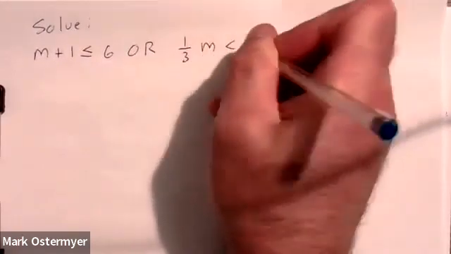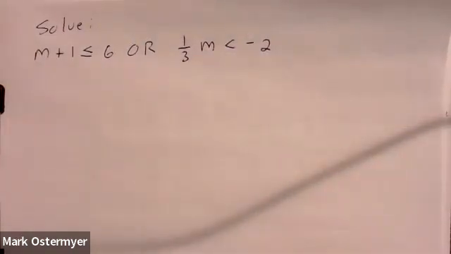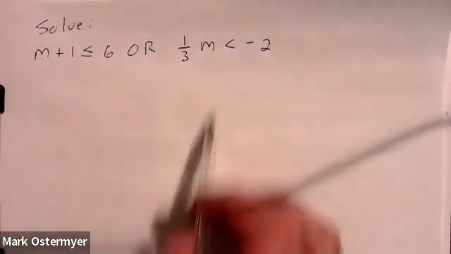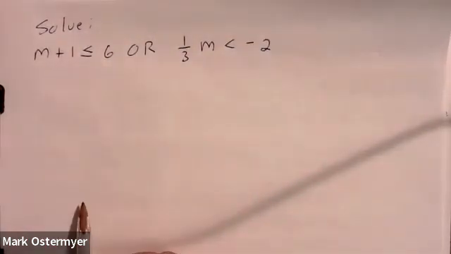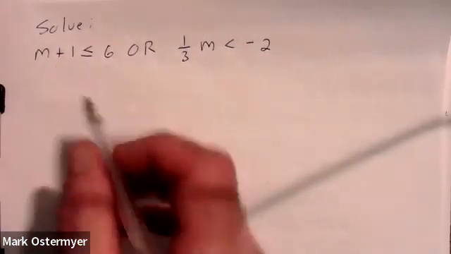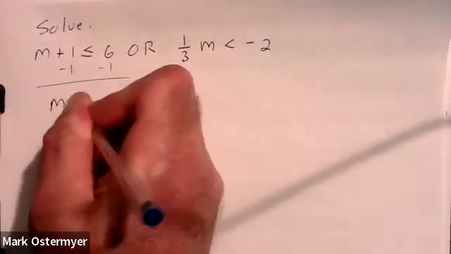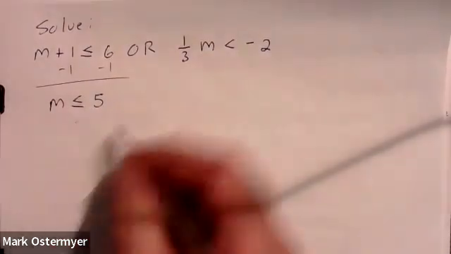All right, how about this one here? We want to solve this compound or inequality. And so what we're going to have to do is solve each of these individually and then take the union between their solution sets. Okay. All right, so let's solve this one first. By doing so, we are going to subtract 1 from both sides. M is less than or equal to 5. That's the solution set for the first one.